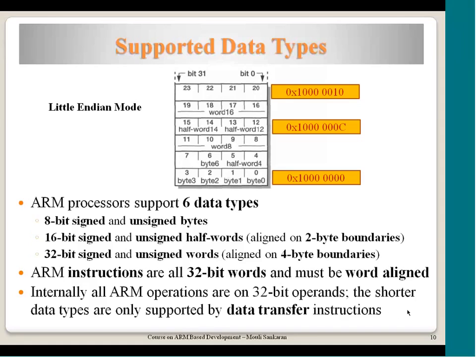So this is all about data types. Now either you have accessed a word or a byte or a half word, it has come into the register, and then it has become a 32-bit value. Now how do the data processing instructions operate on them? That is what we are going to see in this lecture.